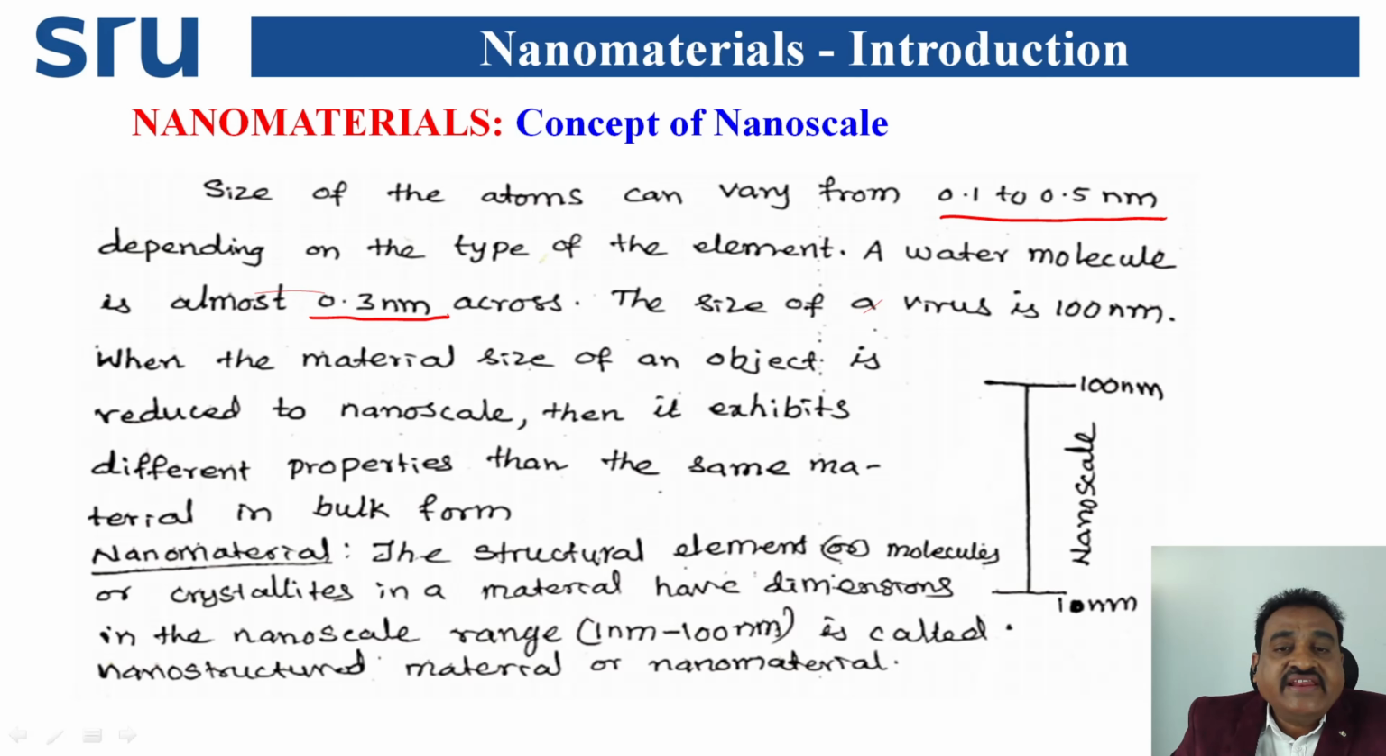When the size of an object is reduced to nanoscale, it exhibits different properties than the same material in bulk. So the nanoscale ranges from 1 nanometer to 100 nanometers. This scale is known as nanoscale. What is nanomaterial? A material with particle size less than 100 nanometers is called nanomaterial.